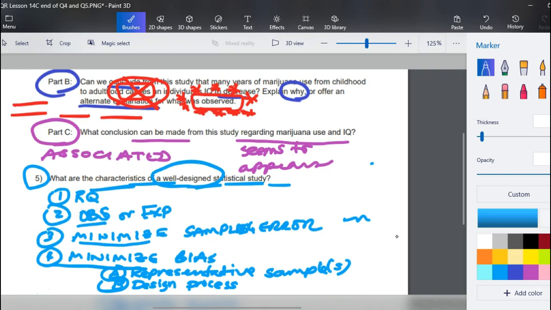And y'all may decide to go into graduate school, and there you would be in a statistics course looking at how to design a study and implement a study. Right now we're just scratching the surface to give you an idea of very important factors in a study.